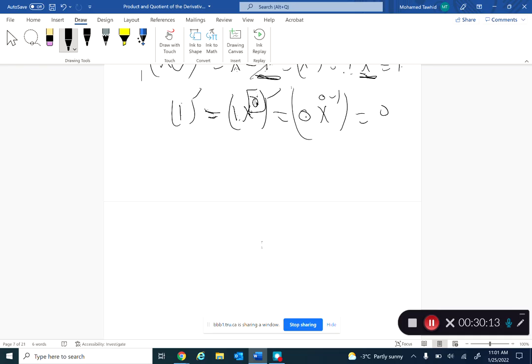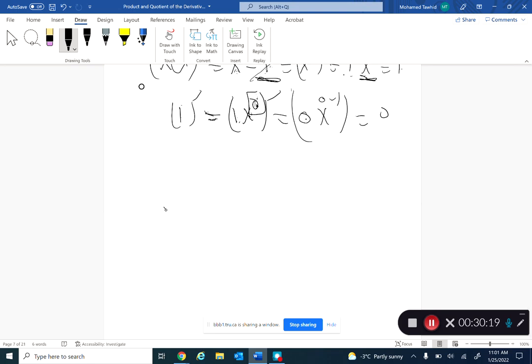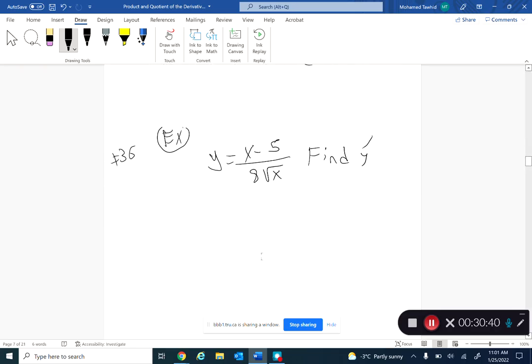All right? So what is another quotient rule here? I try to solve an even problem. So here, that is in your textbook, number 36. Number 36 in the textbook. So what do you have? You have y equals x minus 5 over 8 square root of x. All right? So what is the question? Find y prime.